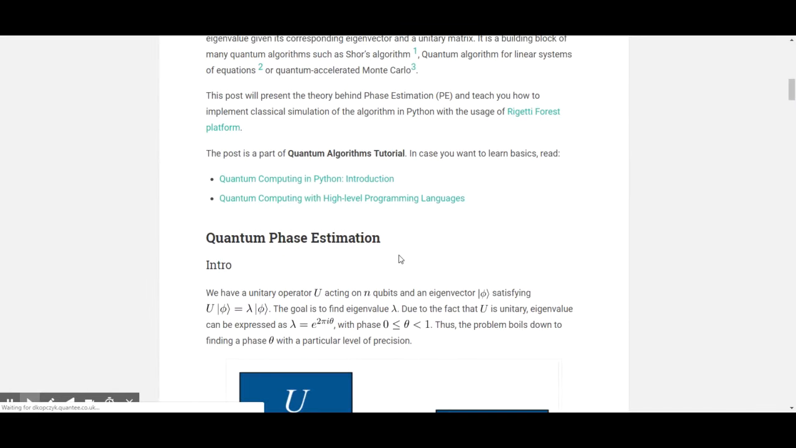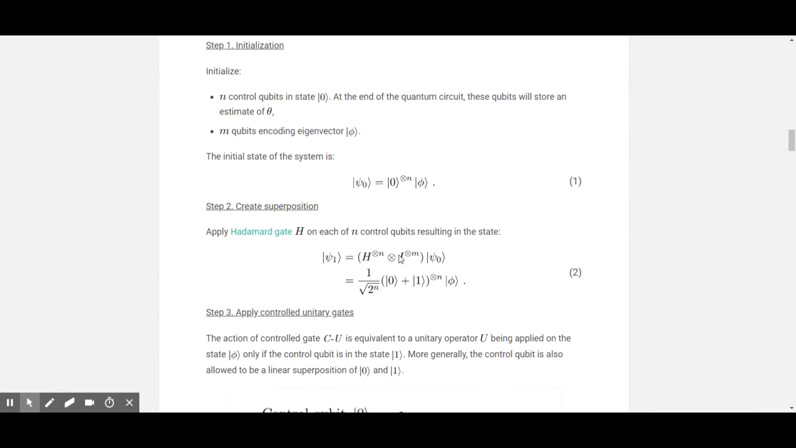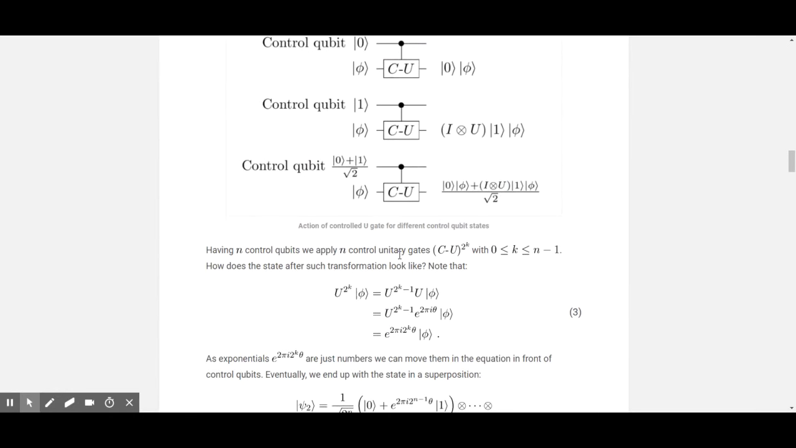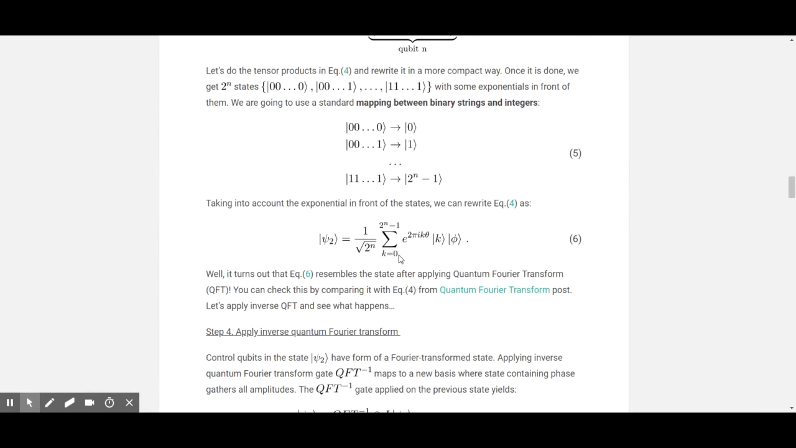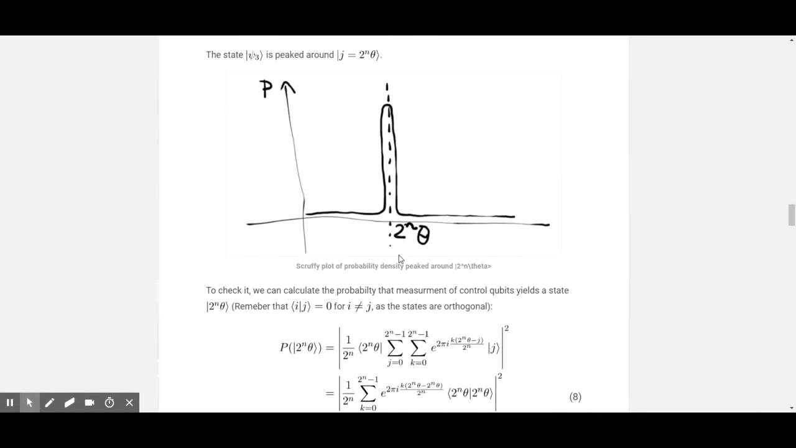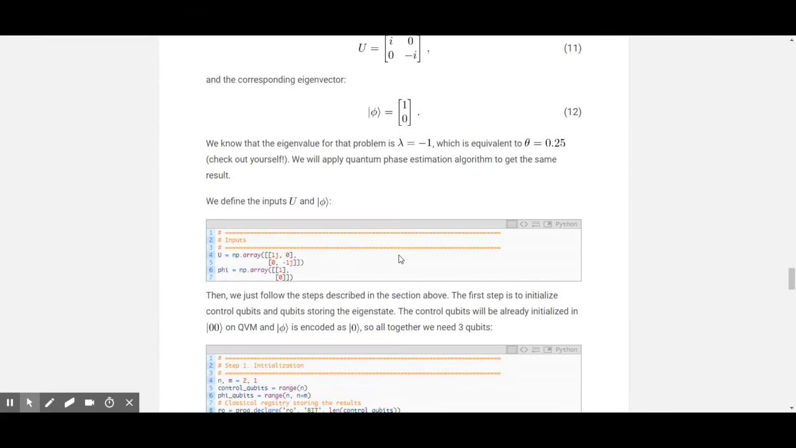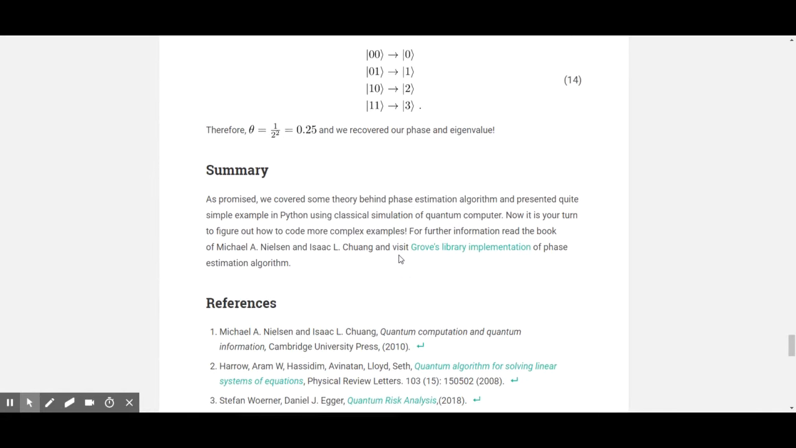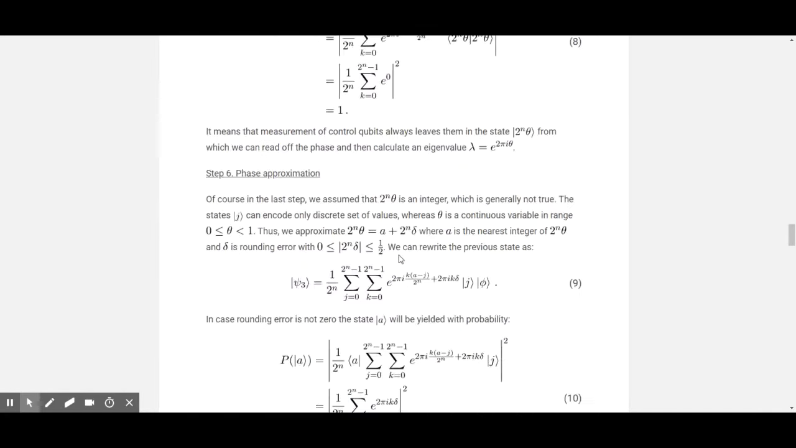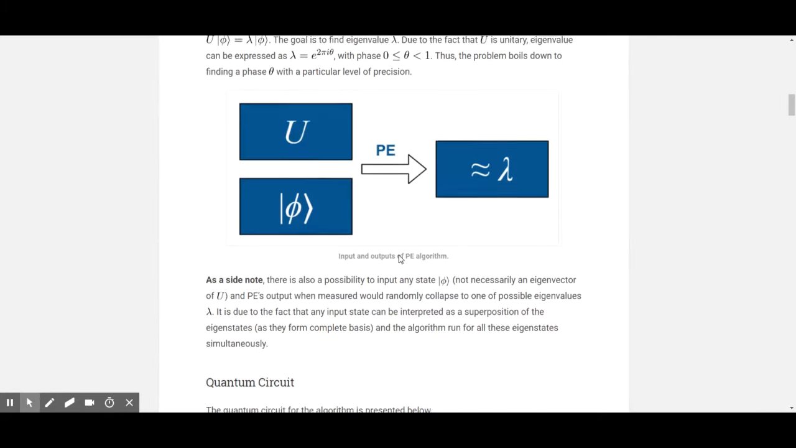Did I check David's blog, because he usually has good stuff in it. Apply controlled unitary gates. Yeah, maybe I'll try to go through that next time.